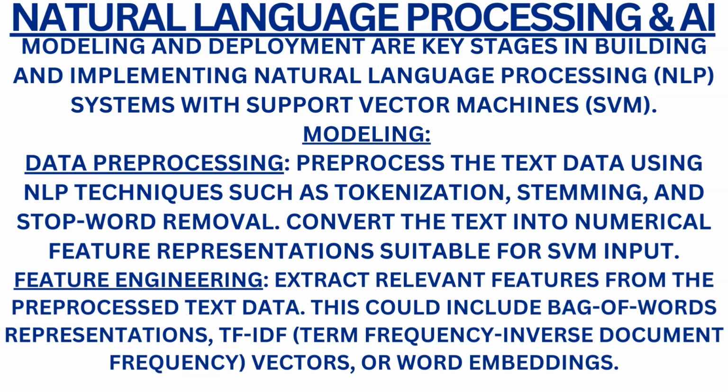Modeling. Data pre-processing. Pre-process the text data using natural language processing techniques such as tokenization, stemming, and stop word removal. Convert the text into numerical feature representations suitable for SVM input. Feature engineering. Extract relevant features from the pre-processed text data. This could include bag of words representations, TF-IDF, term frequency, inverse document frequency vectors, or word embeddings.